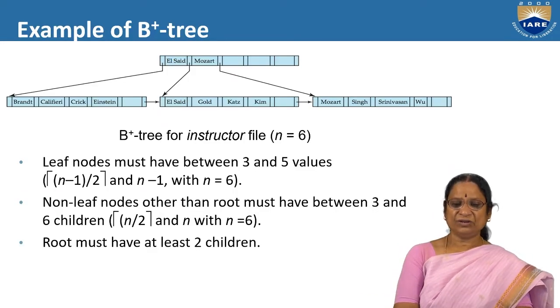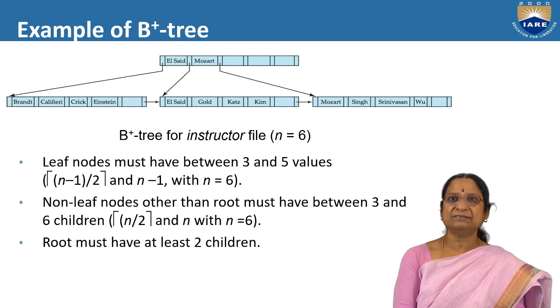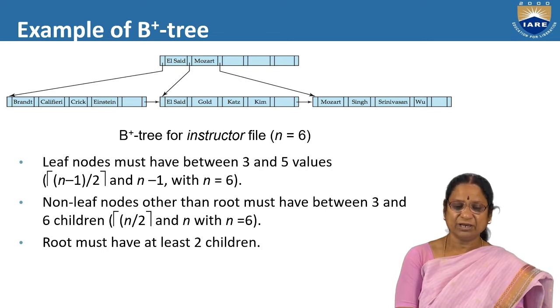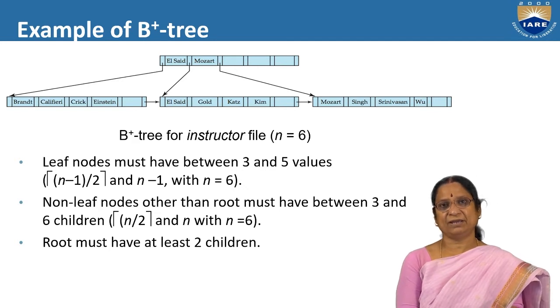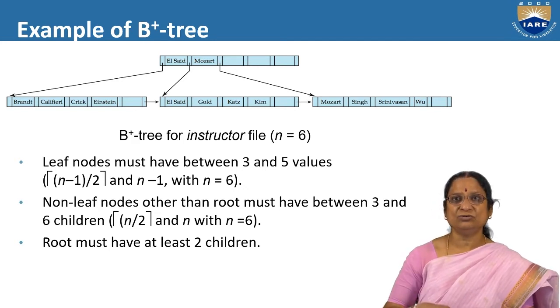This is an example of a leaf node for n equal to 6. n equal to 6 means 6 pointers will be there and 5 values will be there, as I explained to you. So leaf nodes must have between 3 and 5 values. Why? Because leaf nodes must have between n by 2 and n minus 1 values. So n is 6 now, that's why 3 and 5. Non-leaf nodes have between n by 2 and n children, that is 3 to 6 children. Root must have at least 2 children.